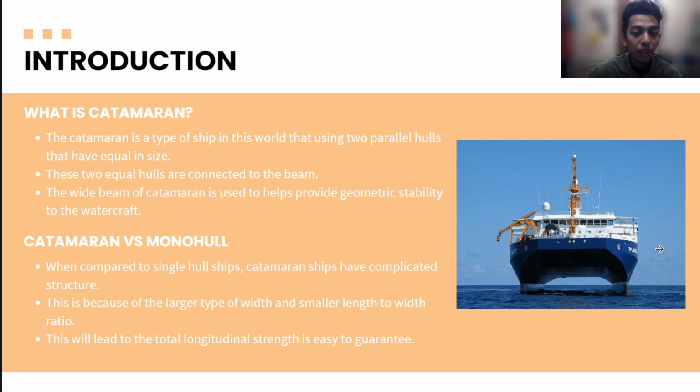Next, catamaran versus monohull. The comparison of catamaran and monohull. When compared to single hull ships, catamaran ships have a complicated structure. This is because of the larger width and smaller length to width ratio. This will lead to the longitudinal strength being easy to guarantee.